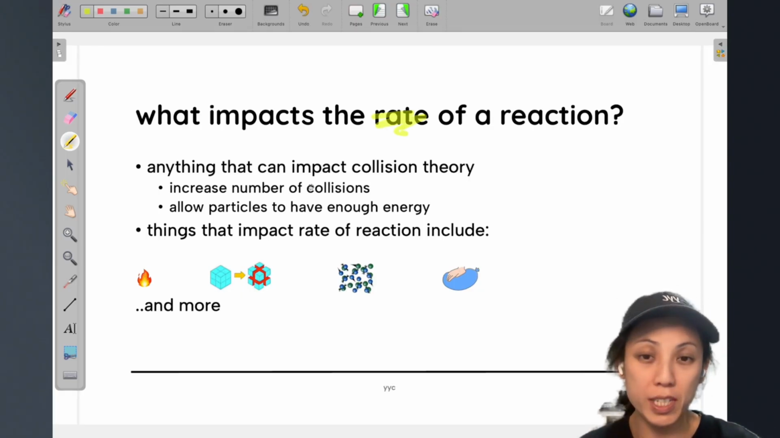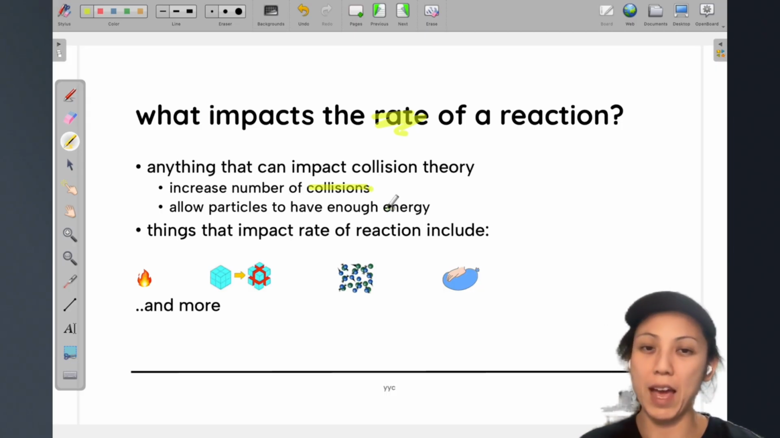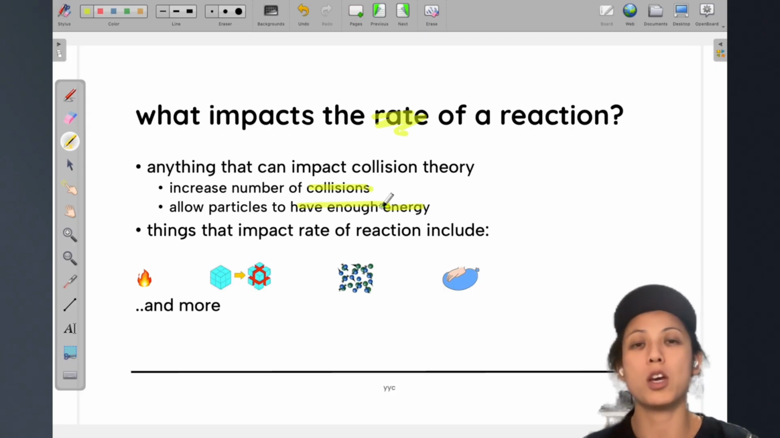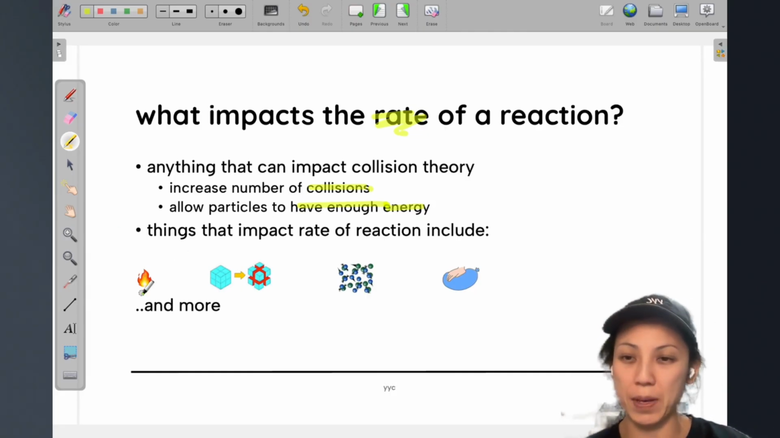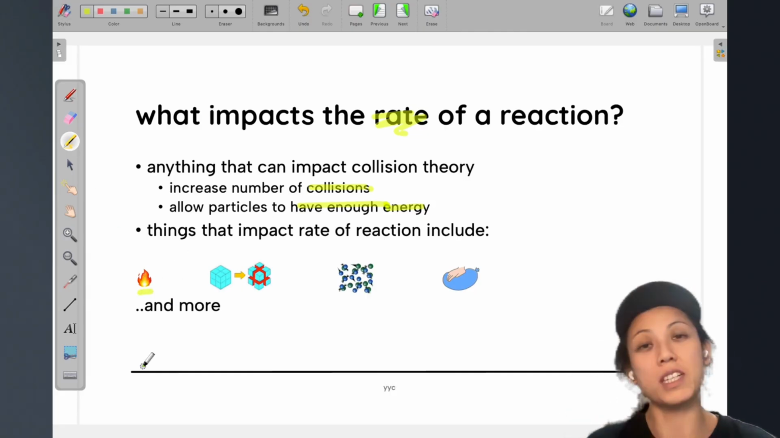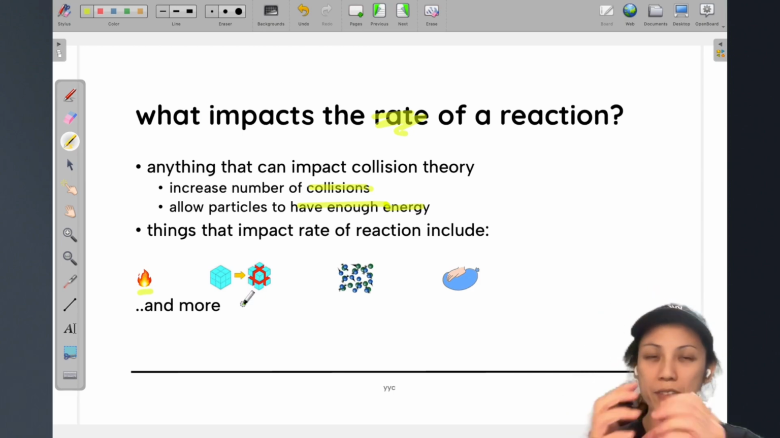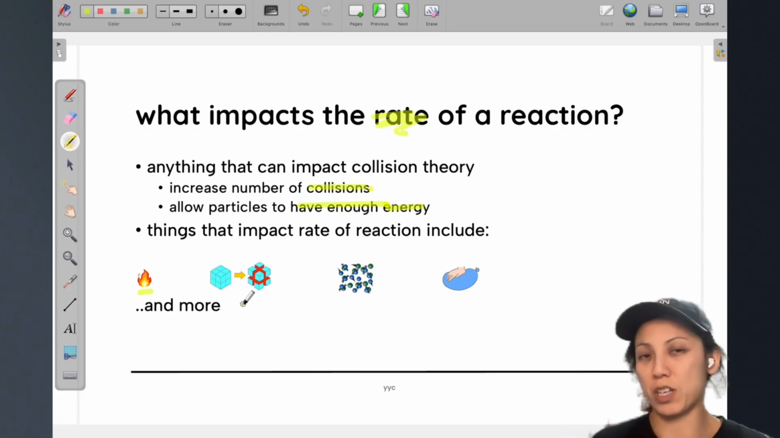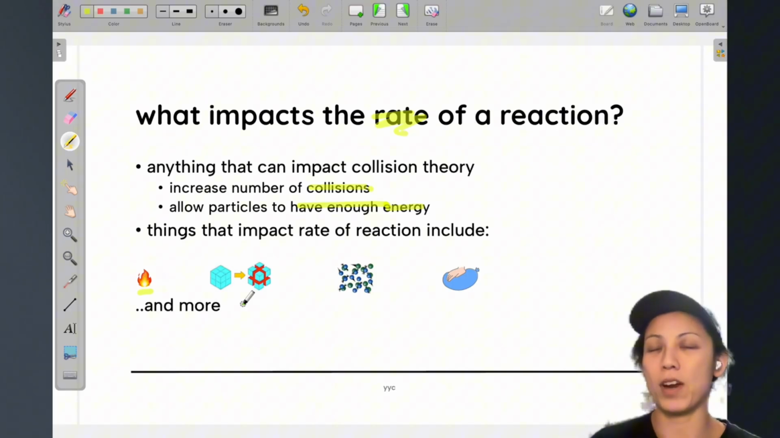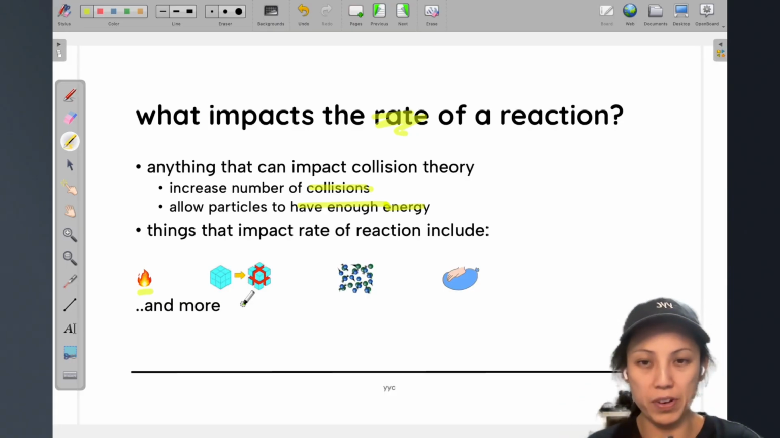So you can increase the number of collisions. You can also increase the amount of energy that these collisions have, so that they meet the activation energy. For example, adding some heat, so increasing the temperature, or decreasing the temperature, can have an impact on the rate of reaction. Surface area, so having a big block or making it into smaller pieces, can impact how quickly the reaction can occur because of the number of collisions that can occur between reactants.